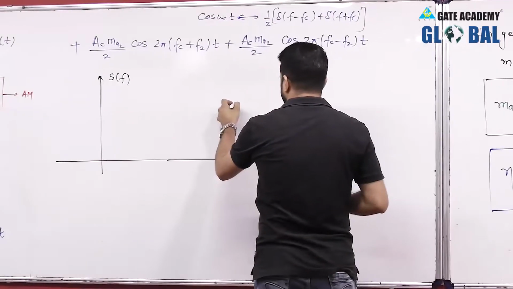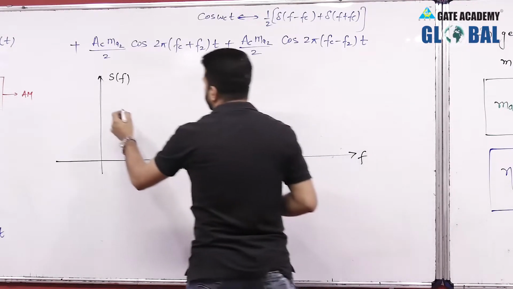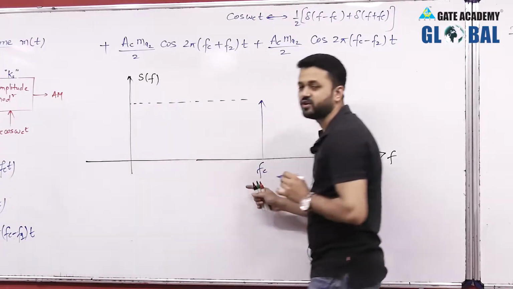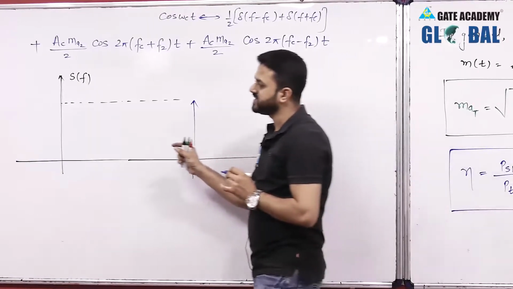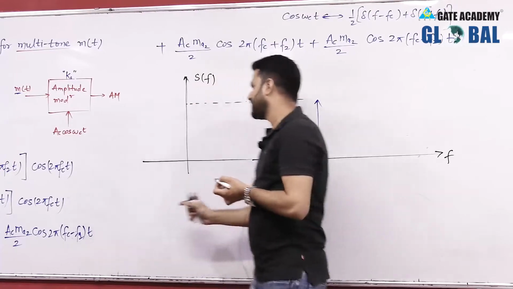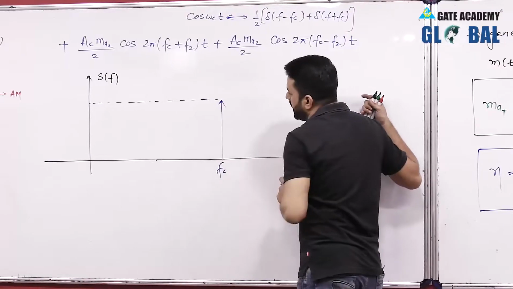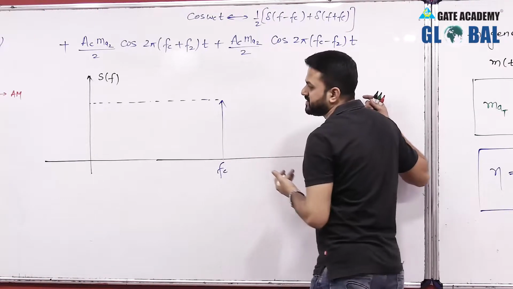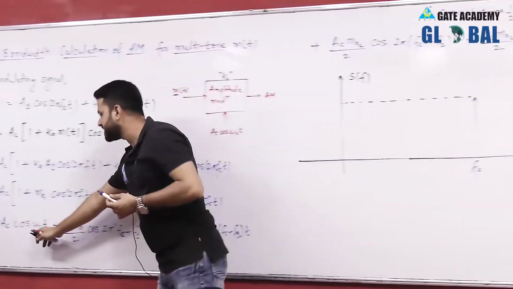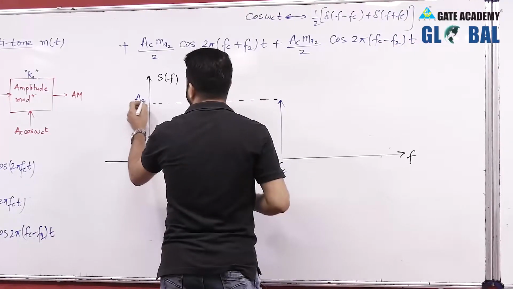So at fc we will get some amplitude. The amplitude is not important here because we are more concerned about the bandwidth of the signal. The amplitude is important for the power calculation that we have already derived. In bandwidth calculation, the amplitude of this impulse has no importance. Still, we can write it: because this is 1 by 2 times and the amplitude is Ac, the amplitude is Ac by 2.